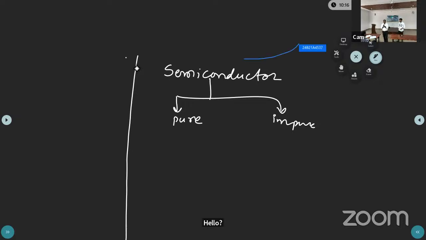Now, in 1952, the IC technology, that is the integrated circuit. Is it a clear voice? Voice is clear.